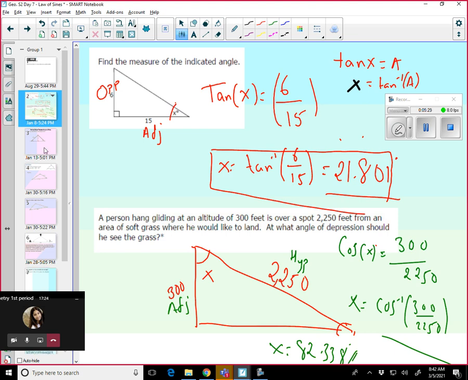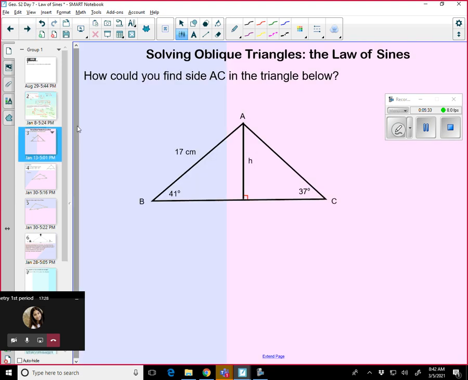I want you to try the problem on the next slide. I'll give you some hints. We will use the law of sines later, but this is 41 degrees, so first find the height h. I'll give you exactly 2 minutes, then we will start. Just try this particular problem.